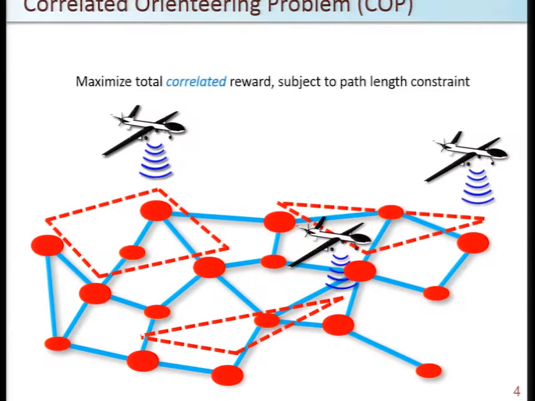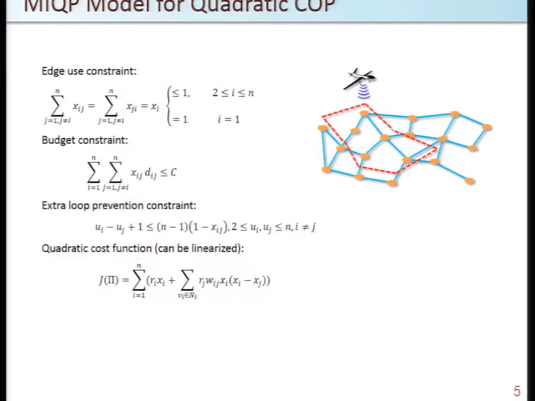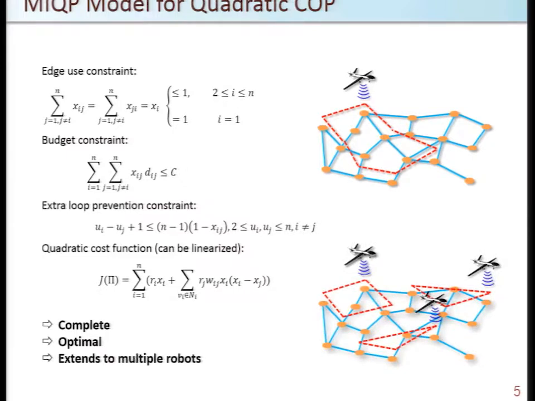For this problem, we provide a mixed integer quadratic programming-based algorithm for solving a version of the correlated orienteering problem with a quadratic cost function. I want to mention that this algorithm is complete. It's optimal. It extends to multiple robots in a very straightforward manner. The algorithm is also an anytime algorithm, meaning that it can compute a very good quality solution fairly quickly, and over time, gradually converges to the optimal solution.